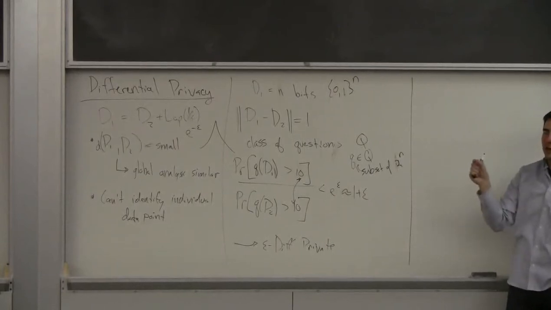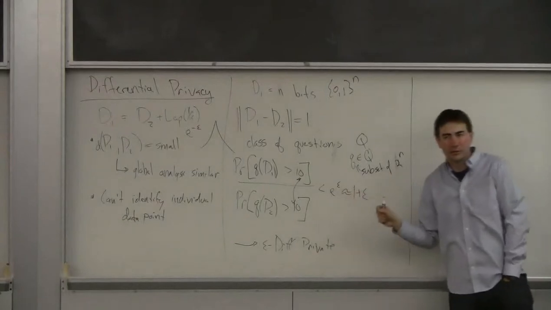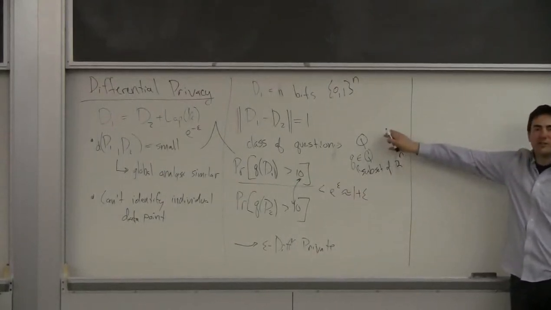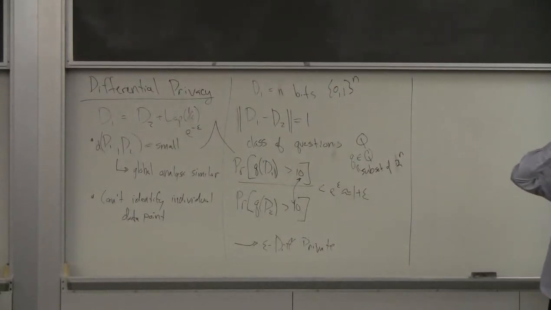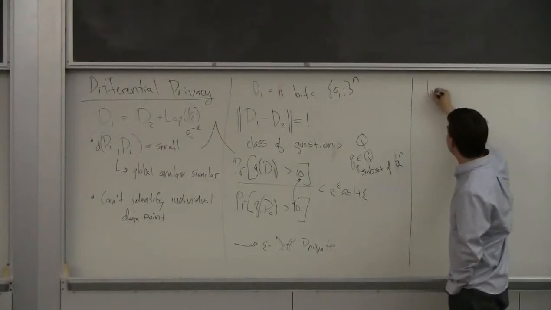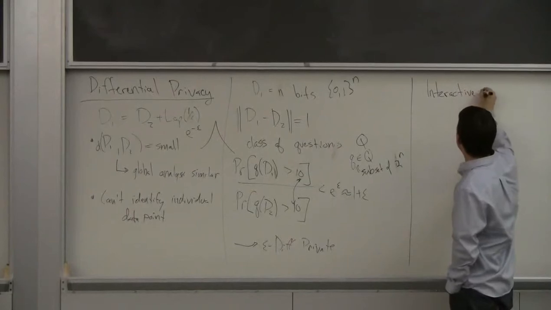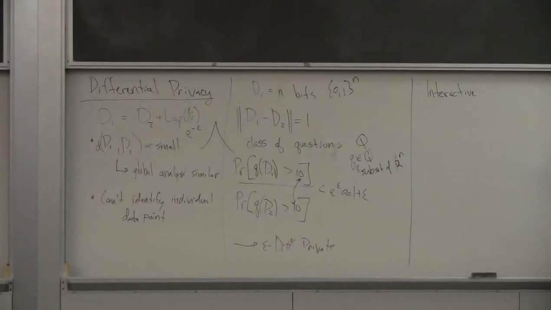So if I could ask queries on individual people, maybe I could reveal too much information. So you often have some condition on the class of queries you can ask. And this will vary on the scenario. And there are two general approaches to this. There's the interactive way, which allows you to get stronger guarantees.